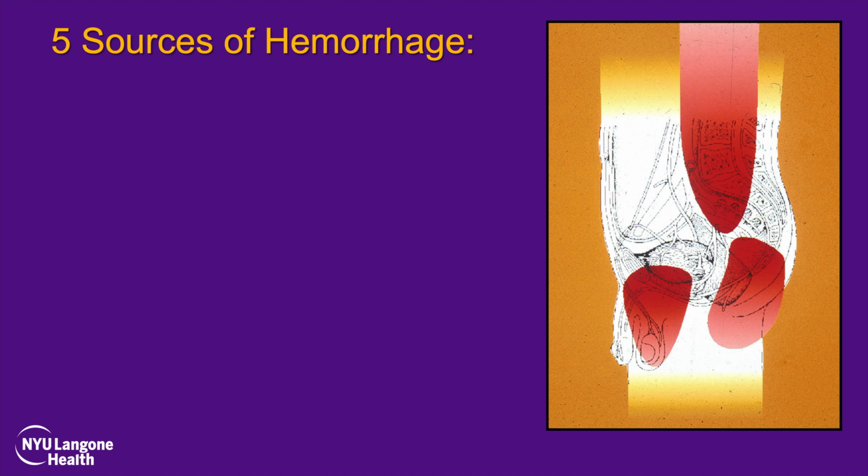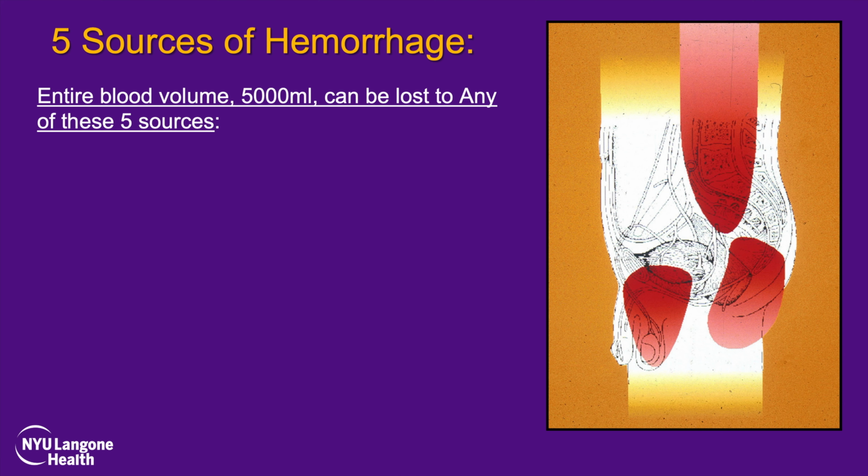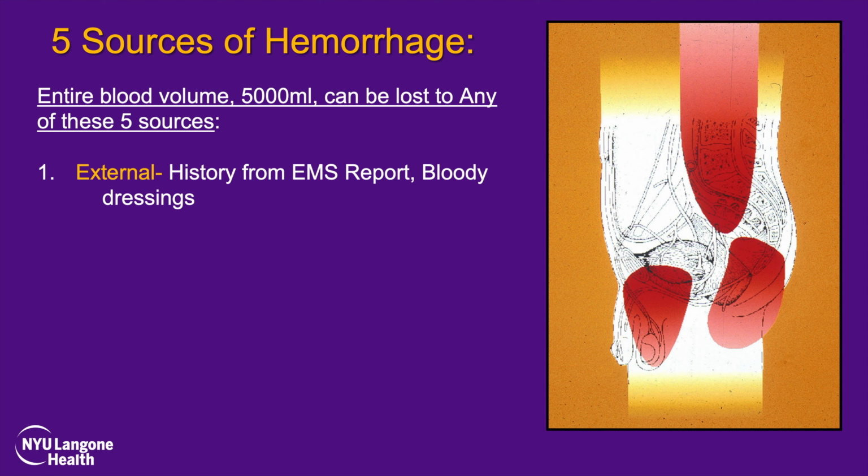So assuming we have a source of hemorrhage, we're assuming it's a blunt trauma patient with hemorrhage, where can we bleed? What are the 5 sources of hemorrhage most commonly? This picture on the right just shows some of the retroperitoneal spaces, but you have to remember our entire blood volume is 5,000 mLs. That's a key number to know, and that can be lost in any of these 5 sources. One is external. You can bleed out completely, and certainly your EMS report can tell you, it looked like he lost a liter or 2 on the road.